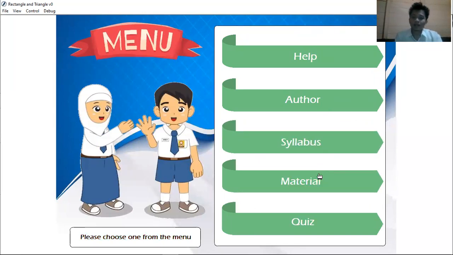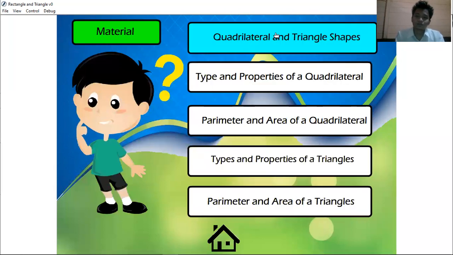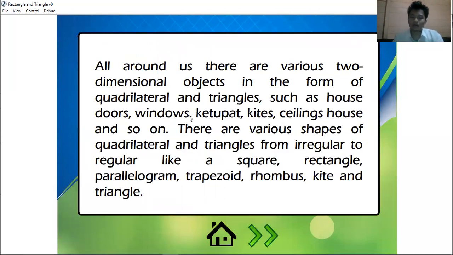Next is the material. Here is the material. Students can choose the material they want to learn. Let's start from the first one, quadrilateral and triangle shapes. Around us, there are various two-dimensional objects in the form of quadrilaterals and triangles, such as houses, doors, windows, ketupat, kites, ceilings, and so on. There are various shapes of quadrilaterals and triangles, from irregular to regular, like square, rectangle, parallelogram, trapezoid, rhombus, kite, and triangle.